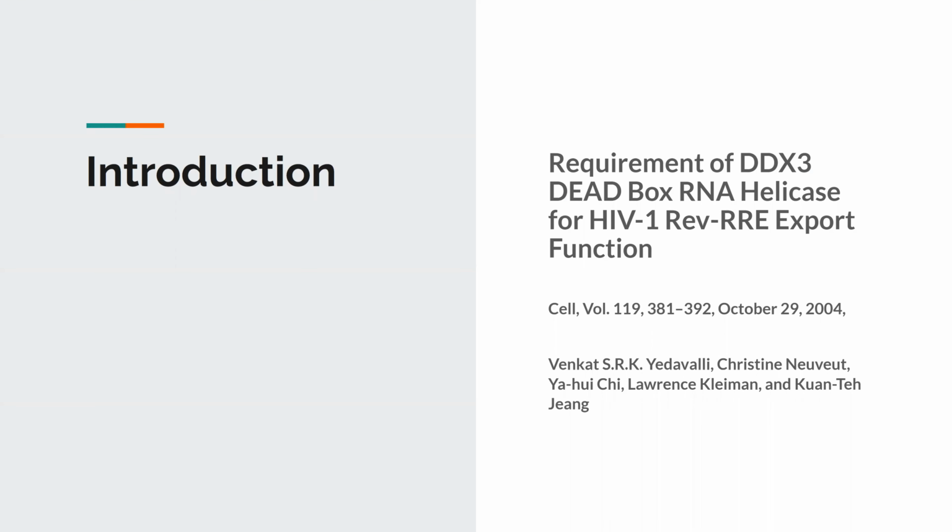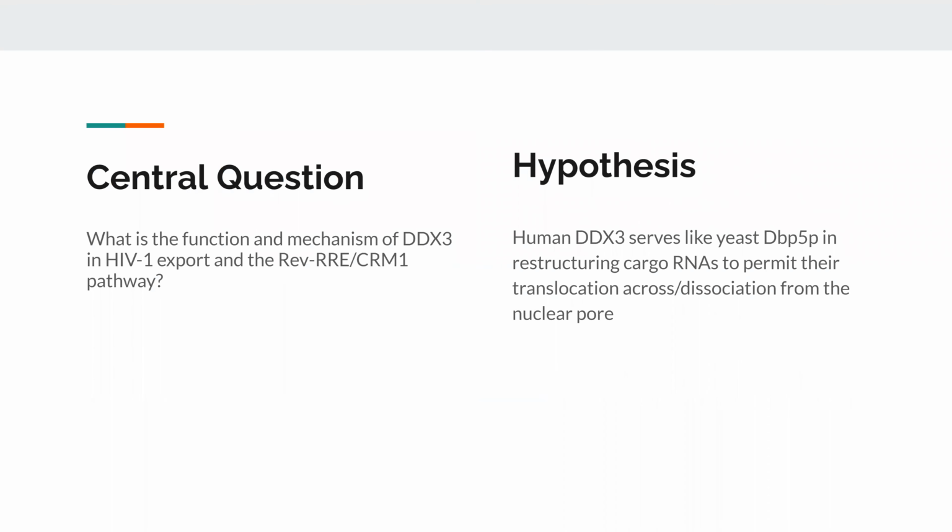Rev binds to RRE and directs HIV transcripts from the nucleus into the cytoplasm. Rev interacts with chromosome maintenance region 1, CRM1 for short, which is an export protein. This brings us to our central question. What is the function and mechanism of DDX3 in HIV-1 export and the Rev-RRE-CRM1 pathway?